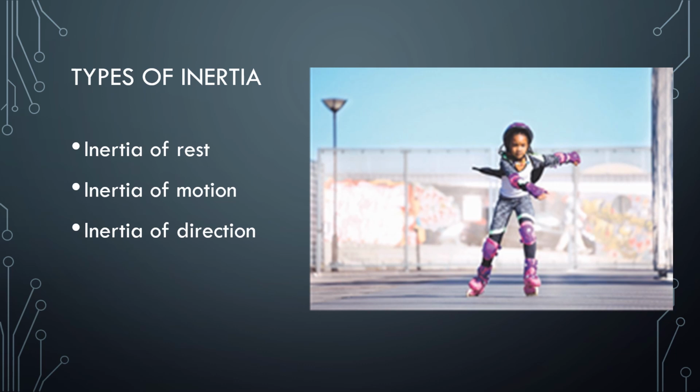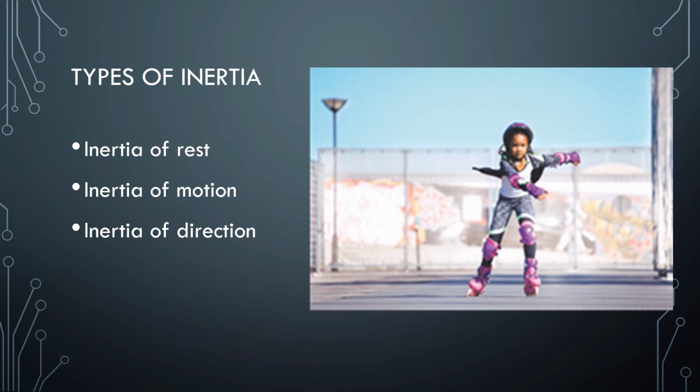Types of inertia. Inertia of rest, inertia of motion, and inertia of direction are the types of inertia. Inertia of rest: the resistance of a body to change its state of rest is called inertia of rest. Inertia of motion: the resistance of a body to change its state of motion is called inertia of motion. Inertia of direction: the resistance of a body to change its direction of motion is called inertia of direction.